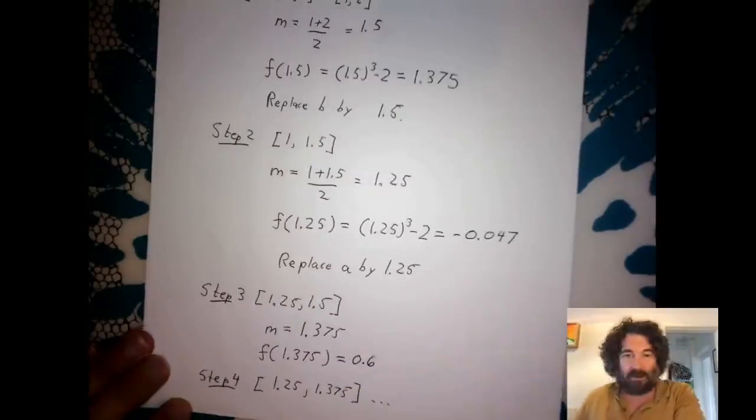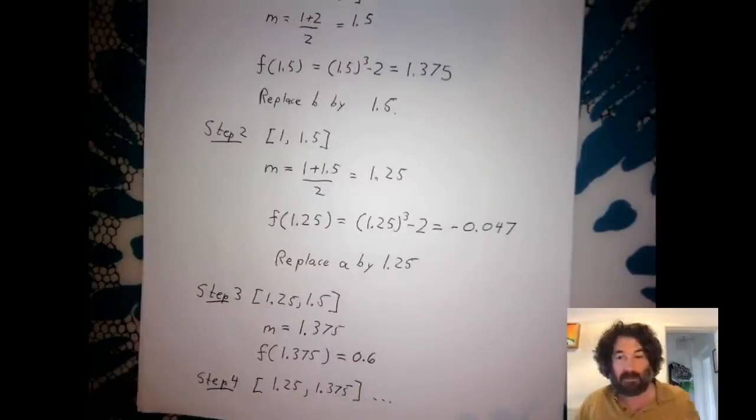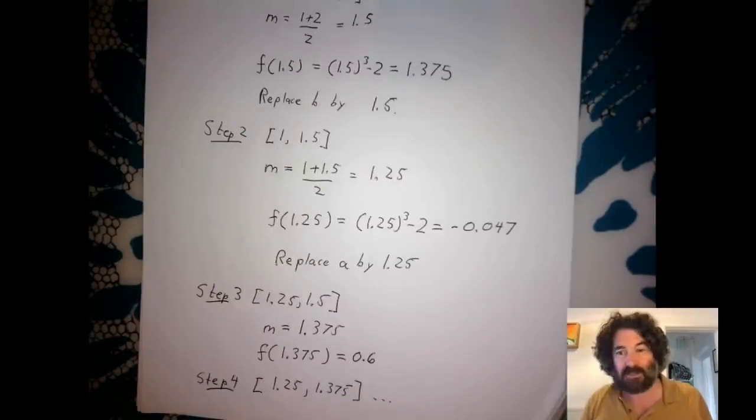Okay, and I'm not going to do any more. I hope you get the idea. It's very simple. You just have to compute the midpoint in each step and then evaluate the function f and see whether it's positive or negative.